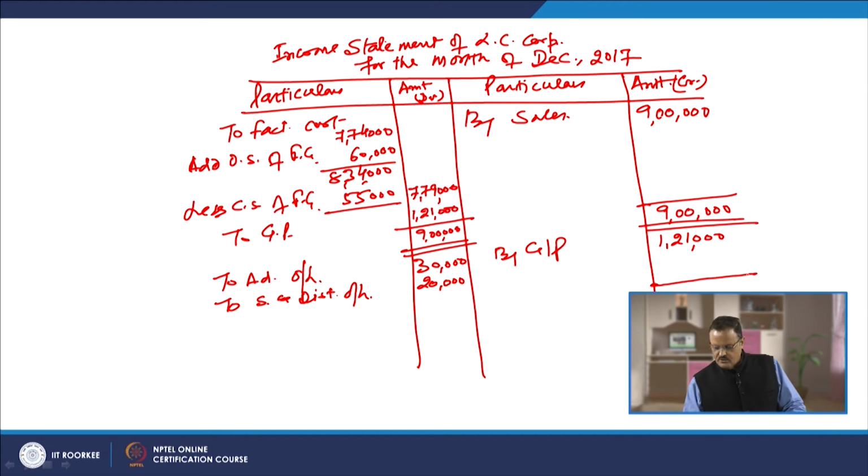So what can you do now? You total it up. This works out as 1,21,000. Right. Close it with 2 lines. And what is the difference now? This is called the operating profit. How much is the operating profit? This is 71,000. And both the sides are now equal. This is 1,21,000.